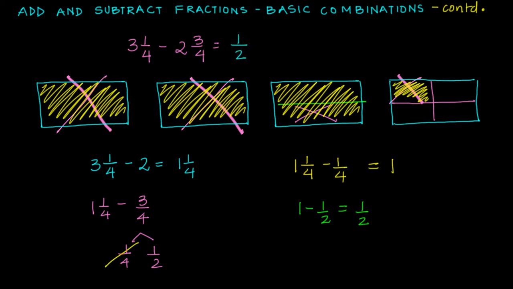You notice how we make these number bonds so that it's easy to add and subtract. For example, 3/4 we broke up into 1/4 and half so that it was easy to take away the 1/4. Let's try one more problem.